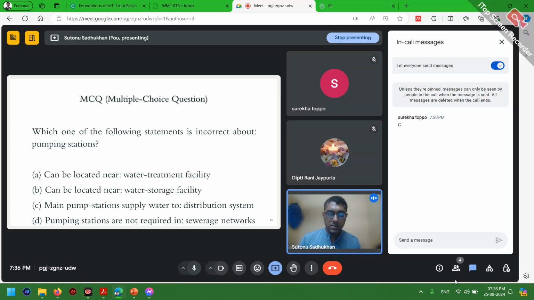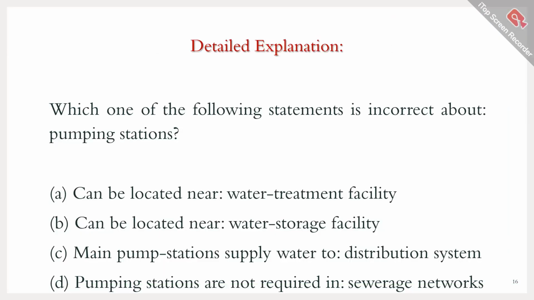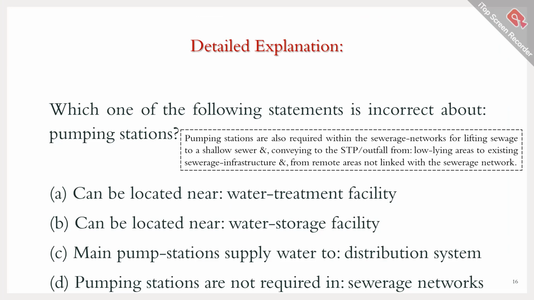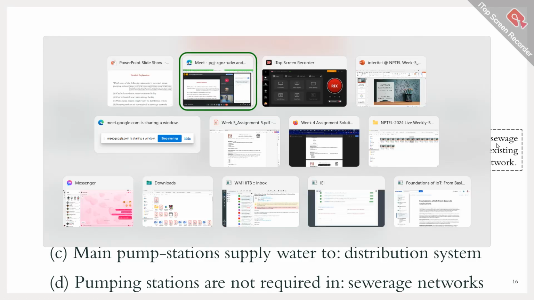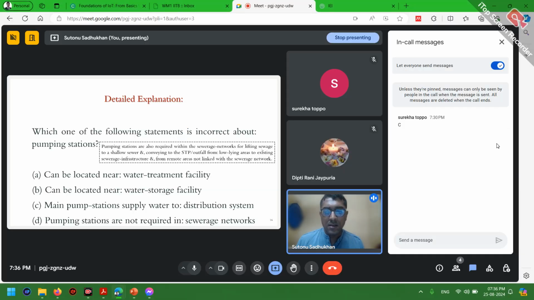Okay, I'll give the answer. The explanation is something like this: pumping stations are also required within the sewerage networks for lifting sewage, because, as you saw in one of the earlier questions, sewage causes a lot of pressure drop. Without excess energy imparted into the system, without a pumping system, you cannot move this sewage.